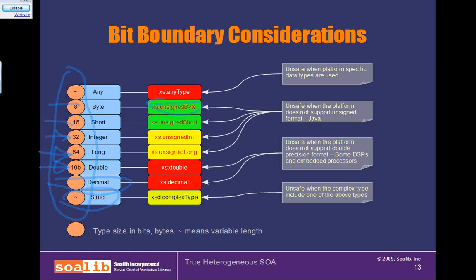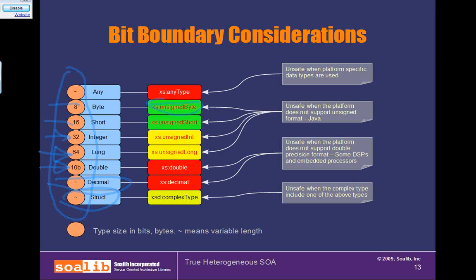So structure depends on what kind of complex data type somebody is building. Decimal is based on how many decimal places somebody puts after the decimal point. If there's just one digit after the decimal point, then it may be considered as float or even integer.